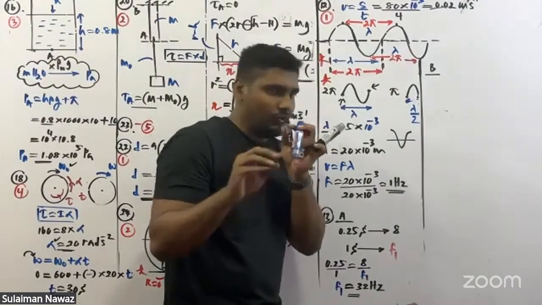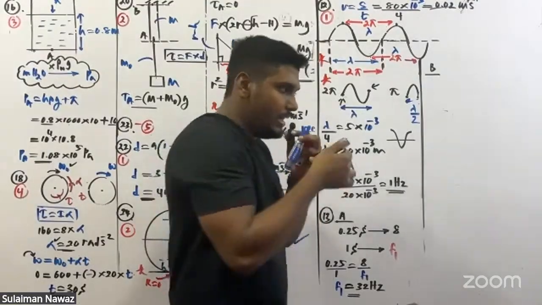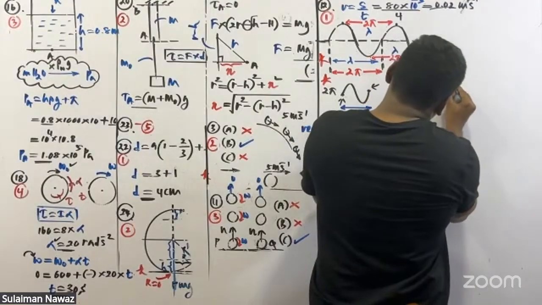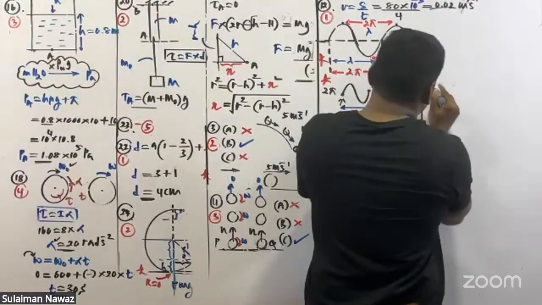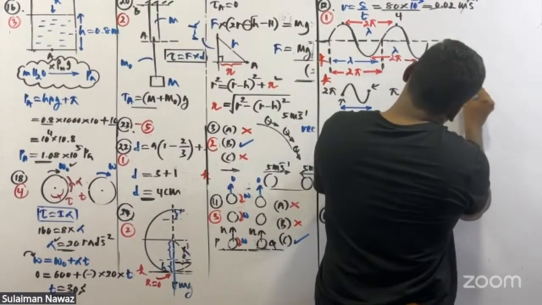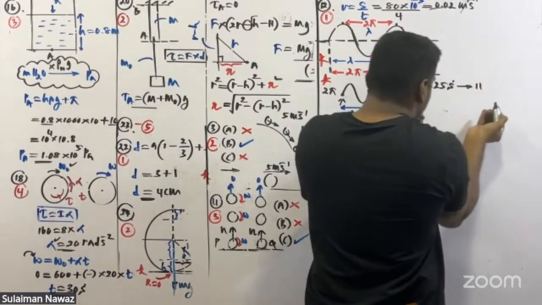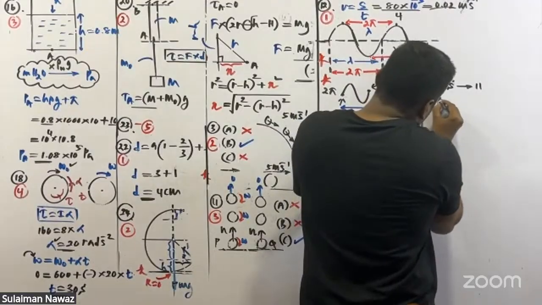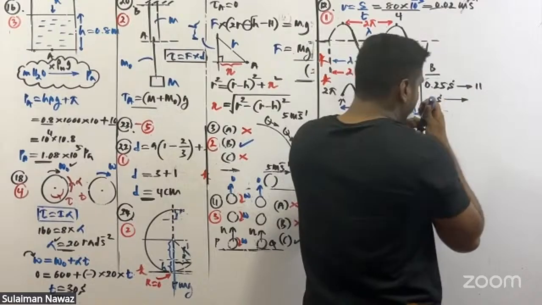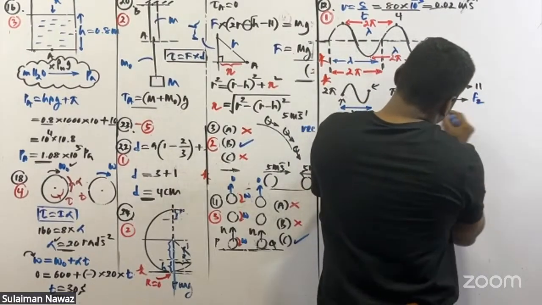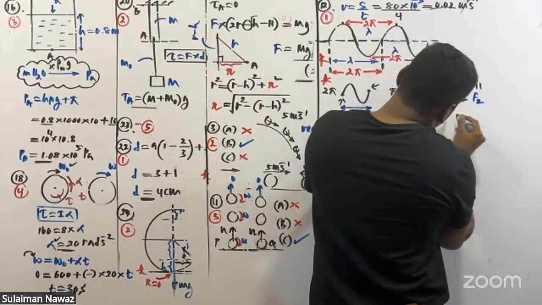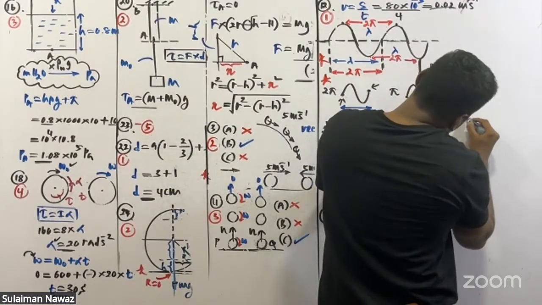11 cycles. 11 cycles happening within 0.25 seconds. What is frequency? Frequency means within 1 second, how many cycles happening? Frequency F2, when you substitute, F2 is going to be 11 over 0.25, which means 44 hertz. I taught you that.